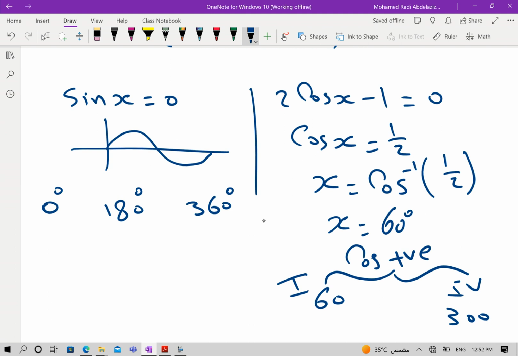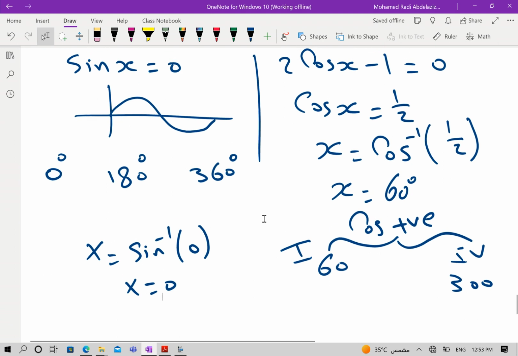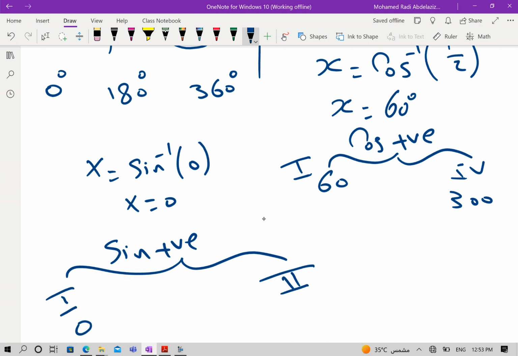Step number 1, as usual, shift sine. So x is inverse sine of 0. So the answer is what? 0. Is 0 positive or negative? Non-positive, non-negative? I will, by mistake, consider 0 as positive. Sine positive, in which quadrant? First and second. First done, 0.